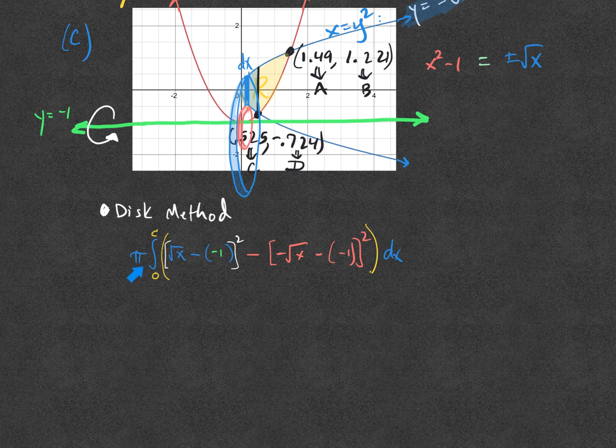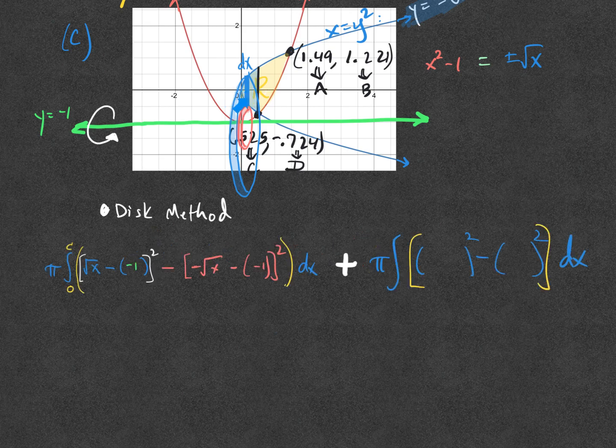Alright, so the disk's, or I should say the washer's volume is pi times outside radius squared minus inside radius squared dx. And that will take care of the solid of the blue part. Now we need to add the yellow part. So just like for the blue region, the volume of this solid of revolution rotated around the green line will be pi r squared dx, but it'll be the outside radius squared minus the inside radius squared.